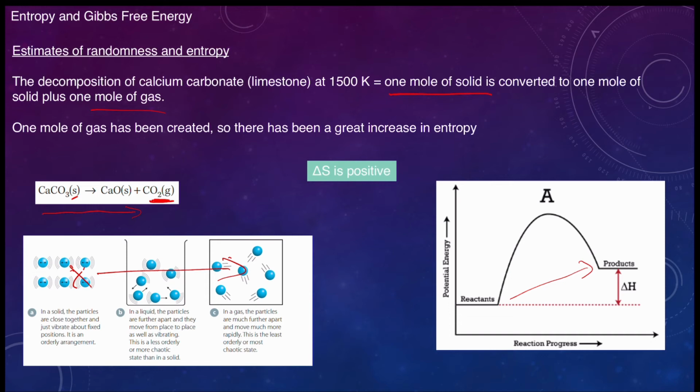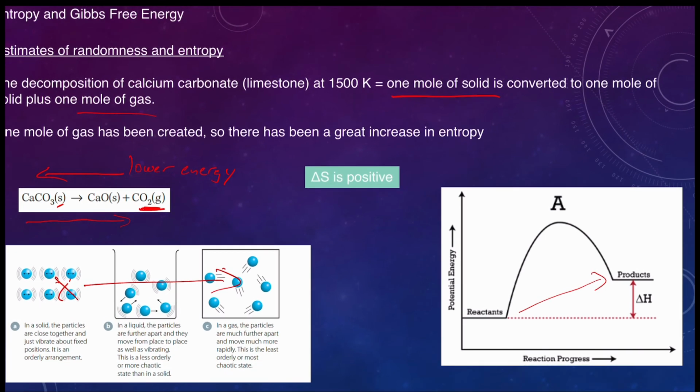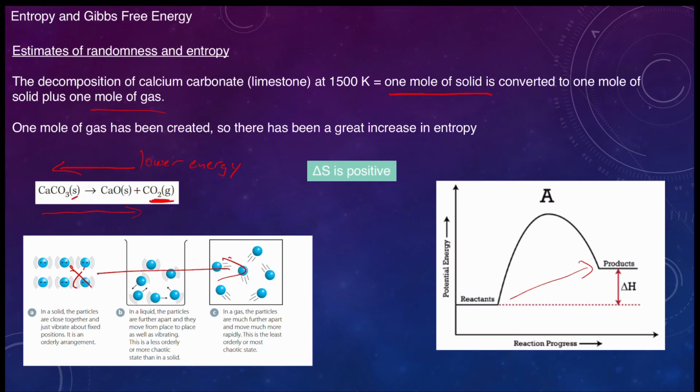So that drive towards higher entropy is greater than the drive towards lower energy. So this would be lower energy. Again, reverse it, we have an exothermic reaction driving towards lower energy, but in this case here, this drive towards higher entropy must be stronger. And again, delta S, change in entropy, is positive.